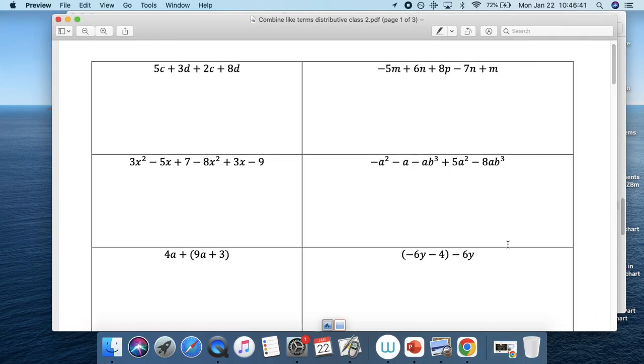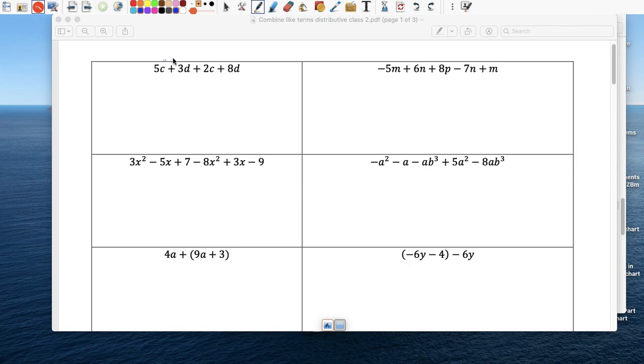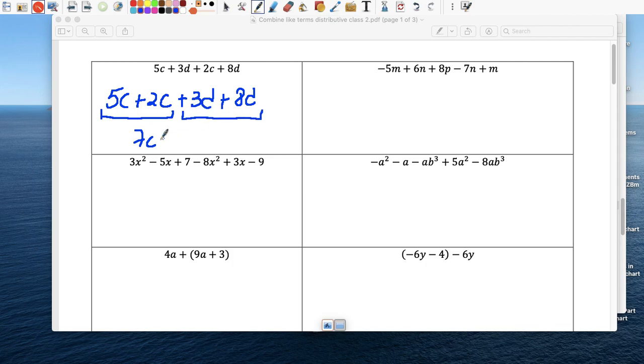So the first one, like terms, and again, I would at least circle them. Right, C and D. So again, I'll just write them side by side. Please make sure you're careful with the sign. So this one's everything is addition, so we don't have to worry about. 5C and 2C is 7C, and then 3D plus 8D is plus 11D.